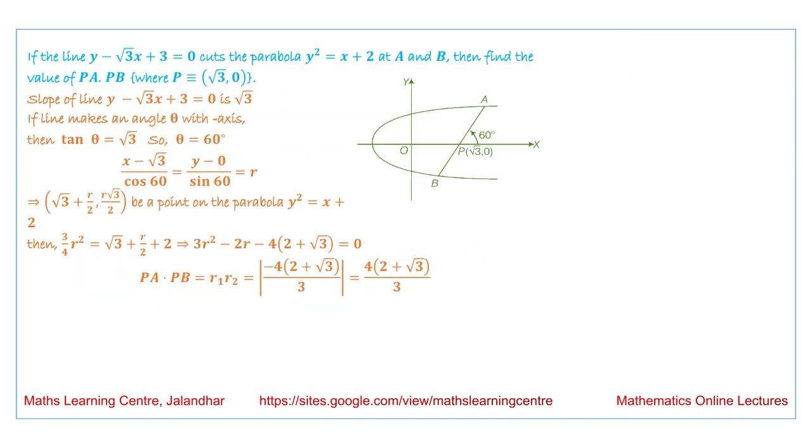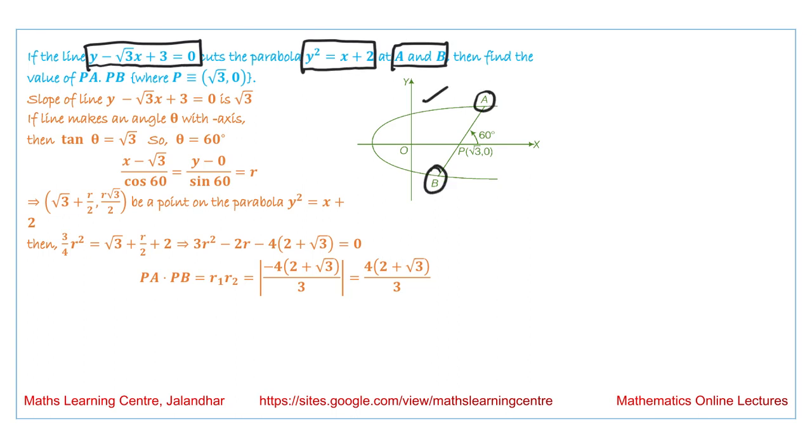Next is, if the line y minus root 3x plus 3 is equal to 0 cuts the parabola y square is equal to x plus 2 at A and B, this is shown in this figure: this is the parabola, and this line cuts it at the points A and B. Then find the value of PA into PB, where P is the point with coordinates root 3 comma 0. This is the equation of the line given.